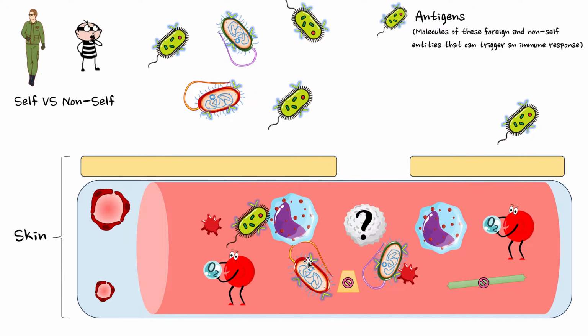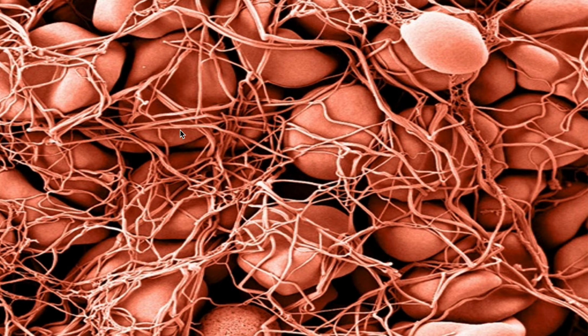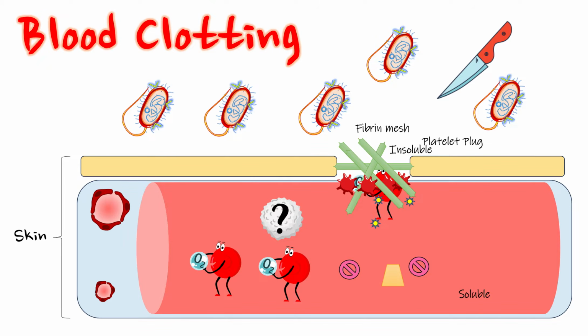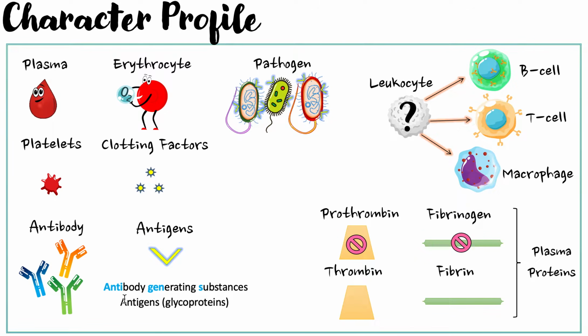So our body will see these antigens. Another way to think of antigens, as I put it here in this little character profile, is that antigens can be antibody generating substances. And we'll look at what exactly this means very soon. So don't get too caught up on this. Don't worry about this yet. Just know antigens are essentially uniform.